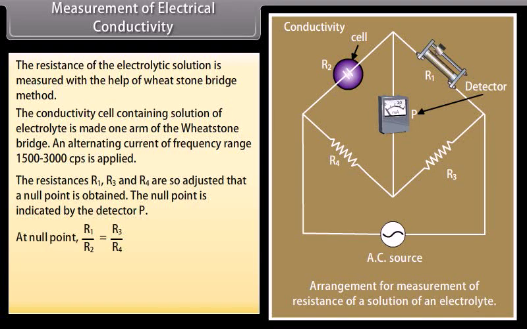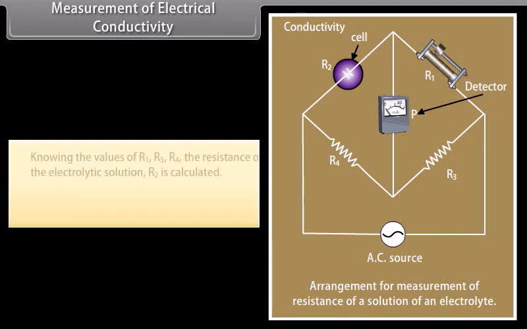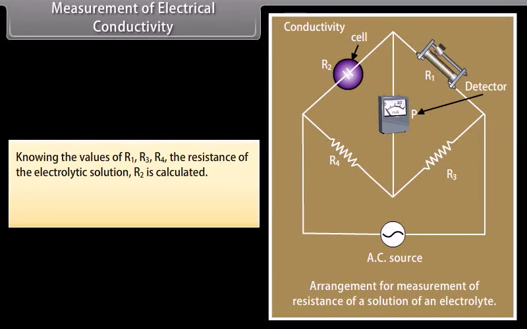At null point, R1/R2 is equal to R3/R4. R2 is the resistance of electrolytic solution. R2 is equal to R1 multiplied by R4 divided by R3. Knowing the values of R1, R3, R4, the resistance of the electrolytic solution R2 is calculated. The reciprocal of R2 gives the conductance of the solution.